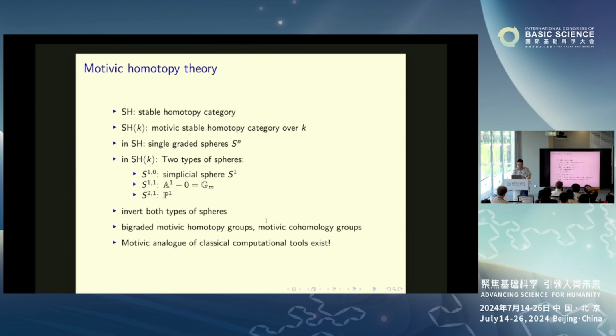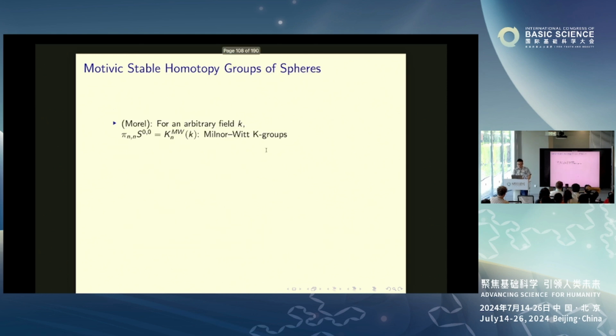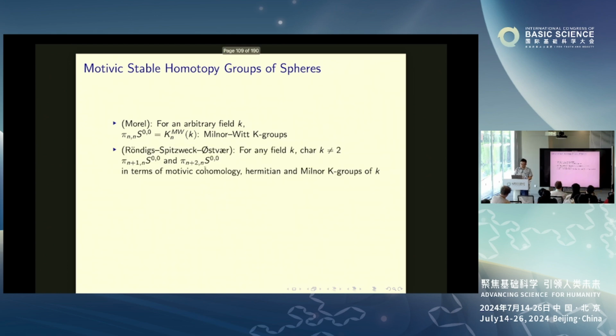Okay, and similarly, we can also define the motivic stable homotopy groups of spheres, which are bigraded now. So what do we know about these computations? Morel determined that the (n,n) groups are determined by the Milnor-Witt K groups. By the work of Röndigs, Spitzweck and Østvær, the (n+1,n) and (n+2,n) groups can be described in terms of motivic cohomology and Hermitian Milnor K groups of the base field k.